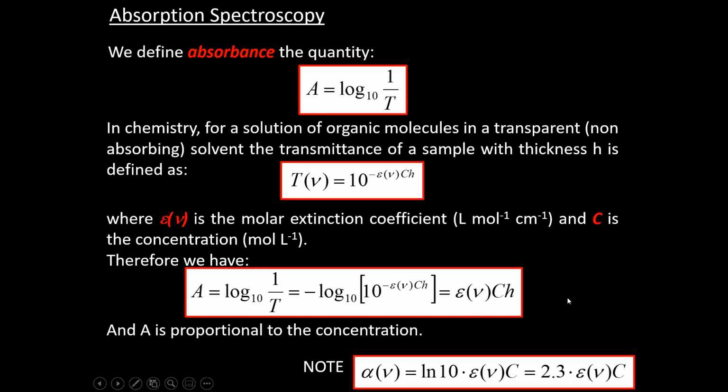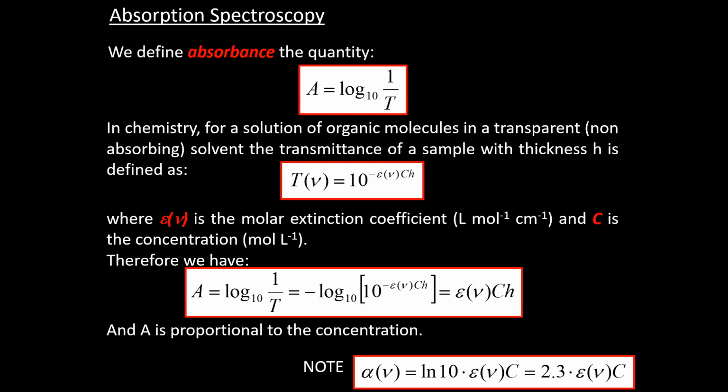Okay? Then the concentration of the molecules inside the medium must be large if you want to have an absorbing medium. And the absorbance is proportional to concentration. So if you have many absorbing molecules per unit volume, your absorbance will be large. And finally, the thickness of your sample must be large. So the absorbance is proportional to the thickness. Clearly, if the thickness is 0, or the concentration of the absorbers is 0, or you have absorbers, but their molar extinction coefficient is 0, then the absorbance is 0.